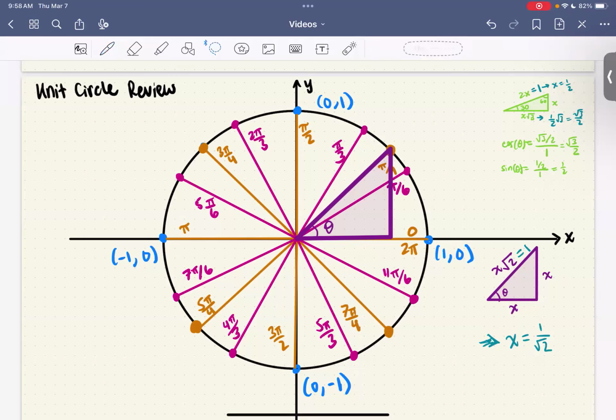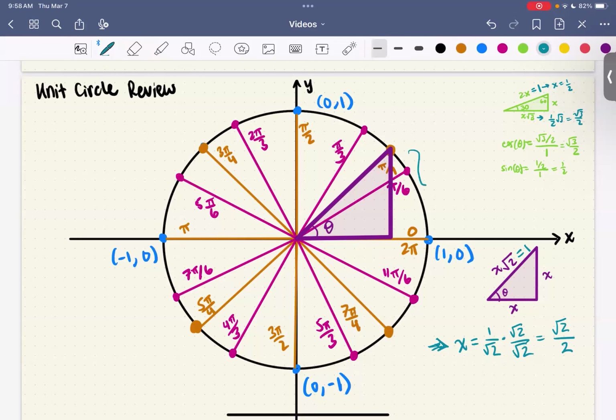Now, you were probably taught to rationalize something like this so that you don't have a square root in the denominator. So let's just do that really quick. Multiply by √2 over √2, and I'll have the square root of 2 over the square root of 2 times the square root of 2. That's the square root of 2 squared. So it just gets rid of the square root. So the length of this side is square root of 2 over 2, and of this side is square root of 2 over 2.